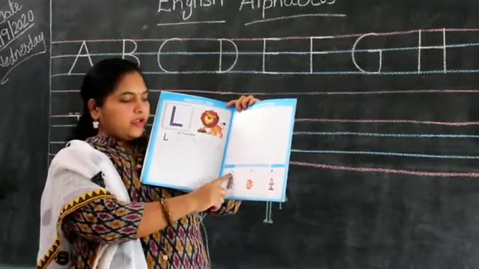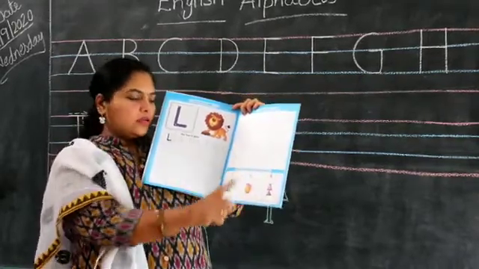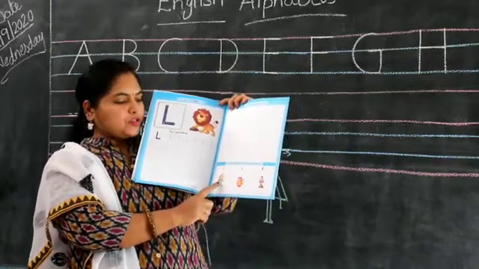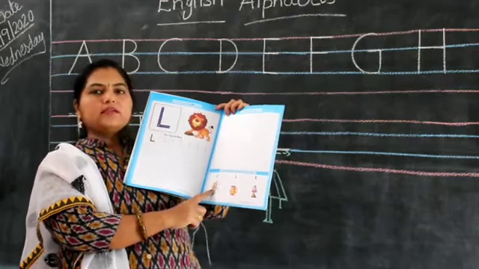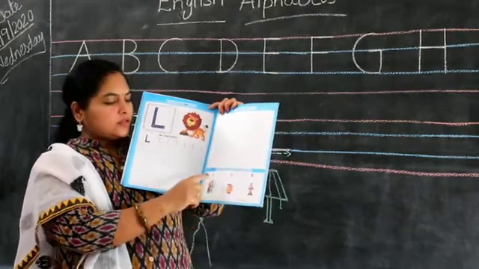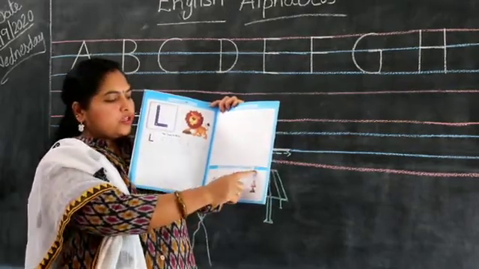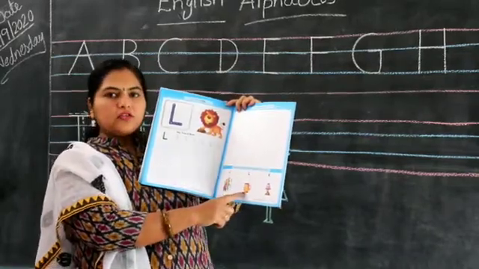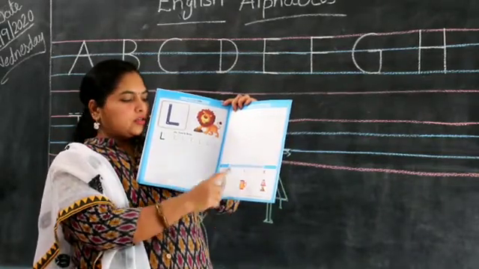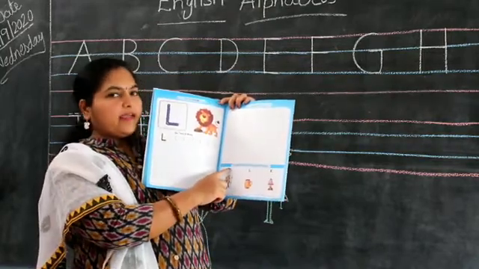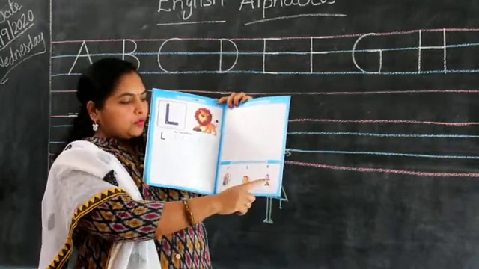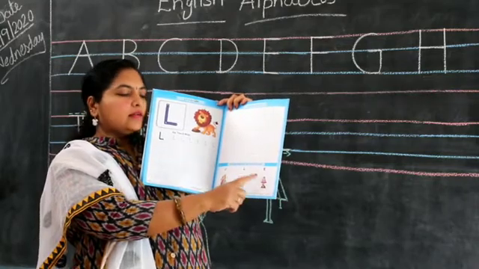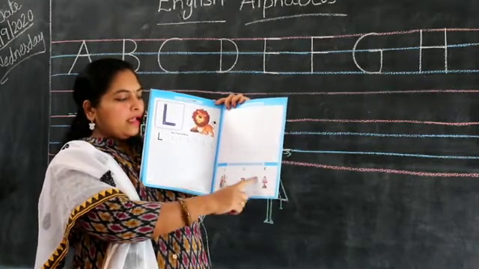Now there is J, L and K. So this is the picture. What is this picture? It's a picture of a king. So king starts with the letter K. So you have to join K and king. And this is jug. Jug starts with the letter J. So join J and jug. What's this? It's the lamp. Lamp starts with the letter L. So join L and lamp.